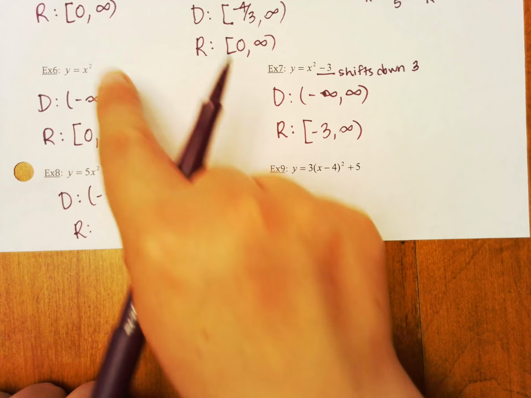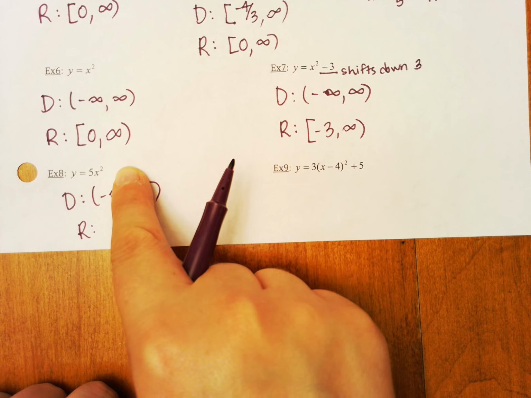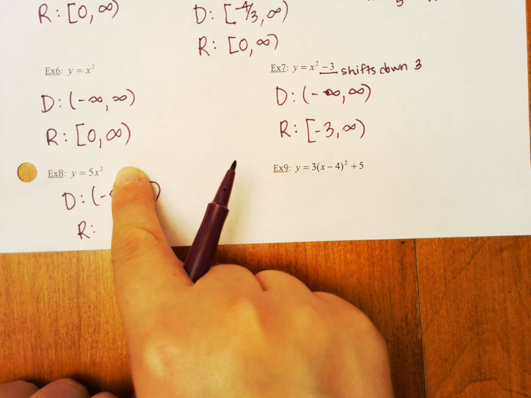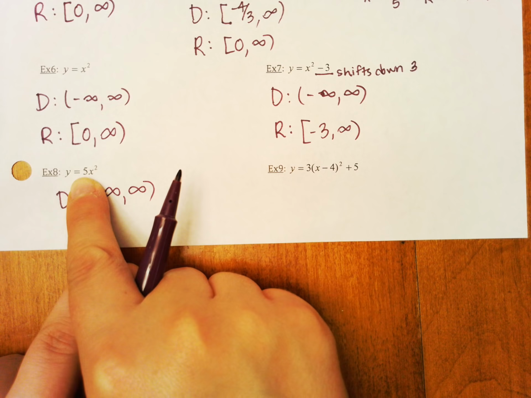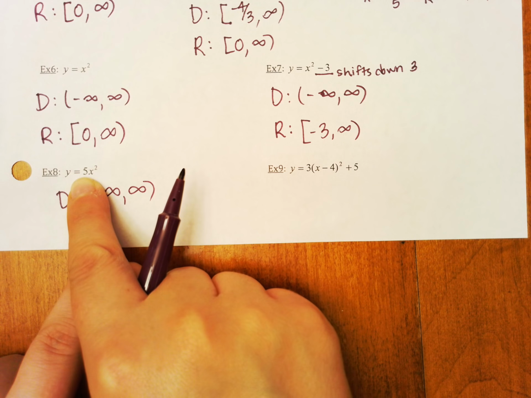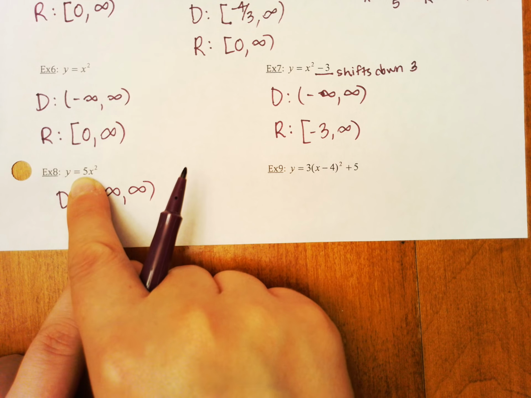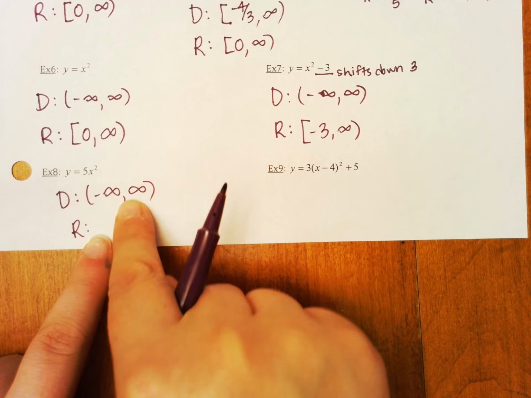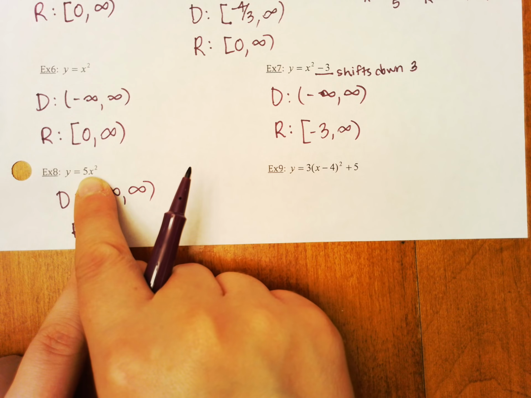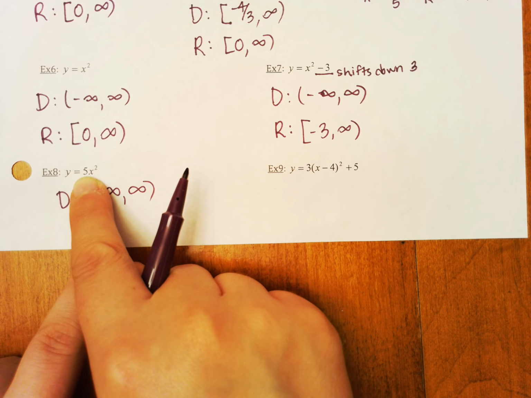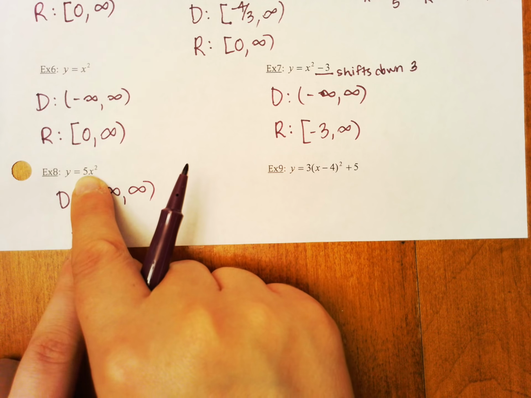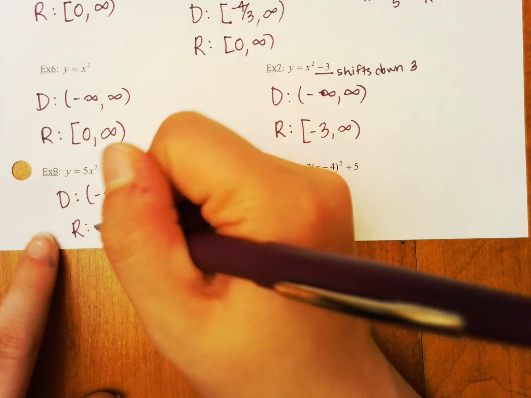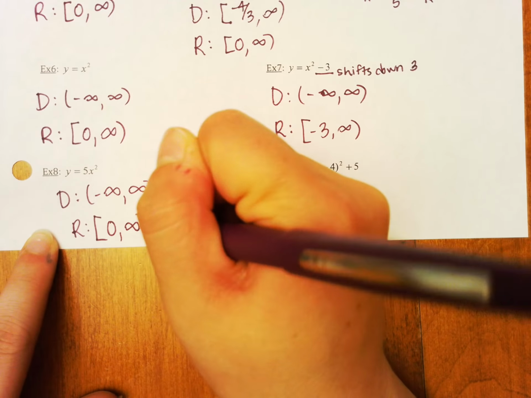Our range, though, the thing that's different about example 6 and example 8, well, what we're doing is we're taking that x squared and we're multiplying it by 5. So is that really changing our graph as far as our range is concerned? Not really. So I can still plug in, say, 1. If I plug in 1, I get 1 squared times 5 is 5. Plug in -1, I still get +5. If I plug in 0, I'll get 0 still. So there's no way that we're going below 0 in this case. So our range is still 0 to infinity.